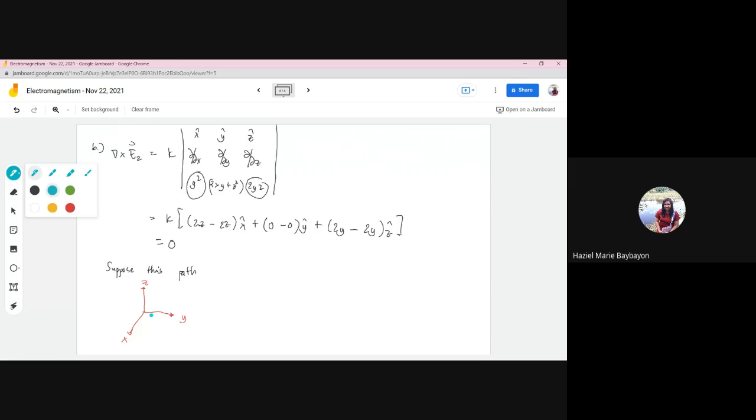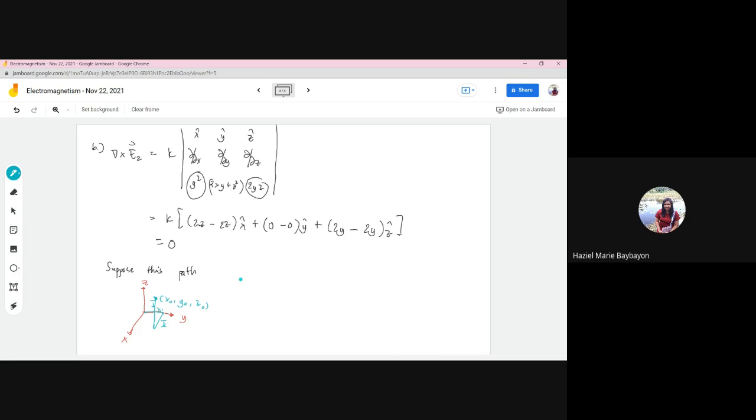Okay, so suppose this is our path. Path number 1. And then path number 2. And then path number 3, which goes from the origin to here. Suppose this is x naught, since it did not state a limit. Let us just suppose that this is your x naught, y naught, and z naught. So this is your path number 3.